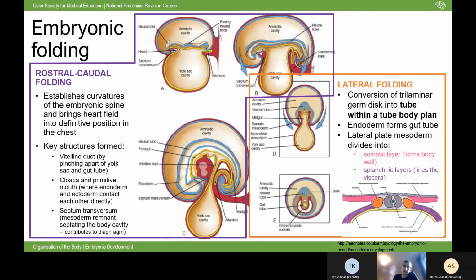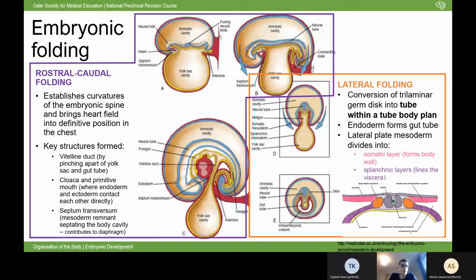In the other plane, if you like, we get rostral caudal folding. So this is really useful to think about in terms of the flexures of the spine and the shape that the fetal spinal cord takes. It's a curve, one single curve. And so that's a really important process. Why are we also interested in rostral caudal folding?